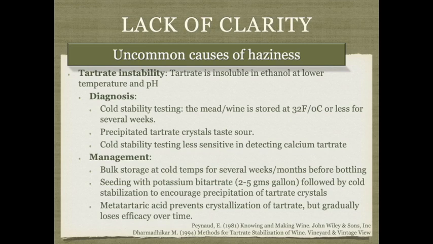There's another product, metatartaric acid, which basically prevents the crystallization of the tartrate, but it gradually loses efficacy over time, so over a few months. So it's something that you could use to prevent that from happening if the wine's going to be drunk very quickly, or the mead, but it's not something that's going to be very helpful long term. Again, this is a very uncommon cause of haziness in mead, but again, never say never, and I just wanted to mention it to you so that if you have anything weird that I didn't cover earlier in the presentation, at least you have some ideas what you might think about, depending on the type of mead that you made.